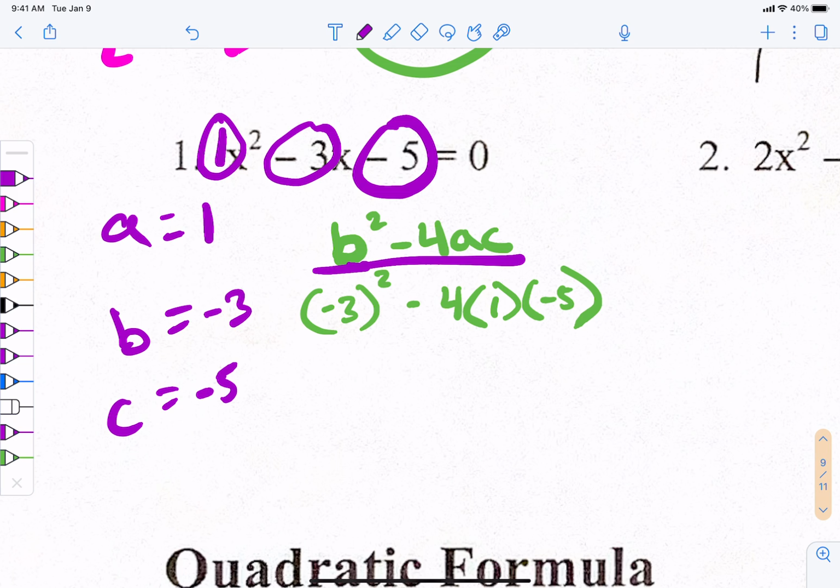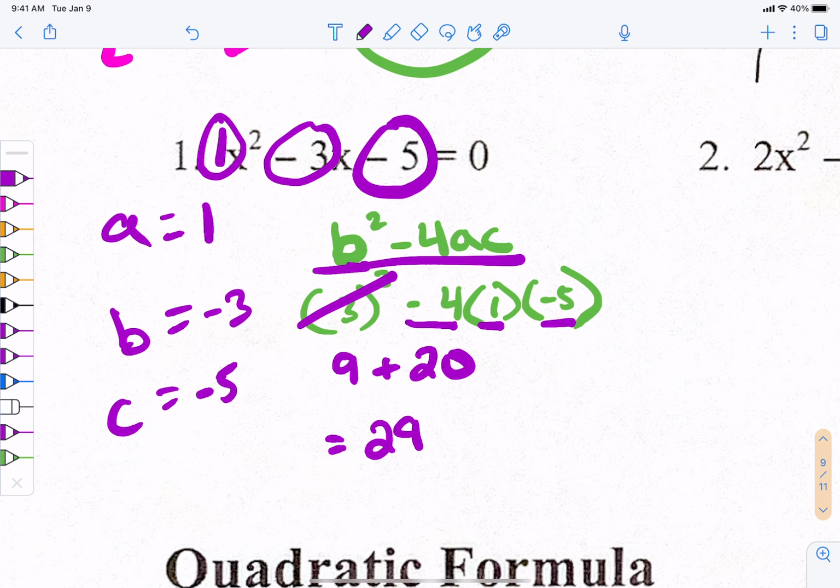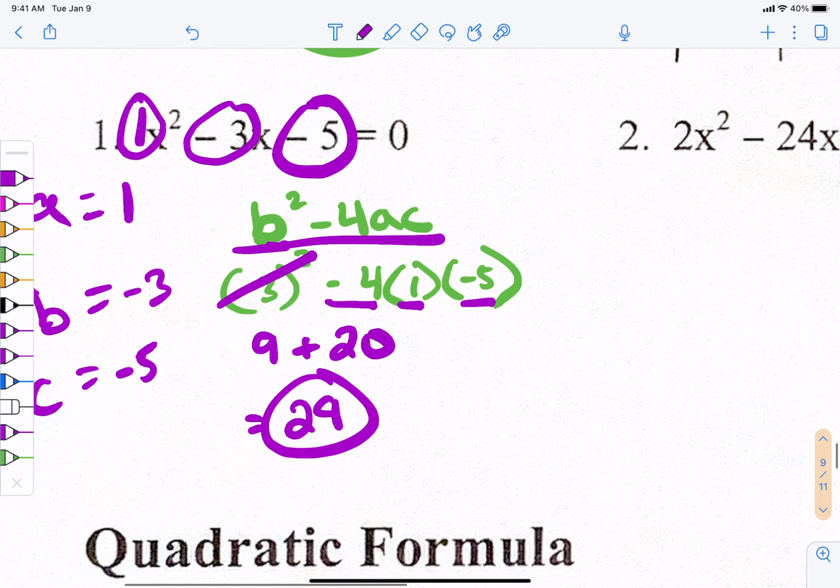Okay? Negative 3 squared is what? 9. Okay? What is negative 4 times 1 times negative 5? Is that going to be a positive number or a negative number? Positive 20, right? Because 2 negatives make a positive. 29. So the discriminant is 29. So what does that mean? You take the square root, kind of, yeah. But how many solutions am I going to have?